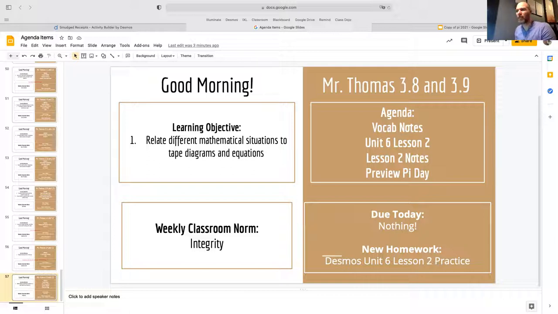The learning objective is to relate different mathematical situations to tape diagrams and equations. So we're going to jump right into looking at how different, essentially word problems, match up to different equations, which I think is a pretty strange place to start this topic at, but let's give it a shot.